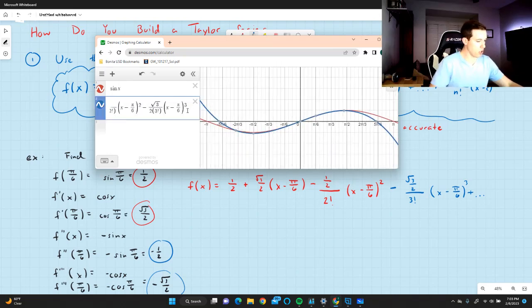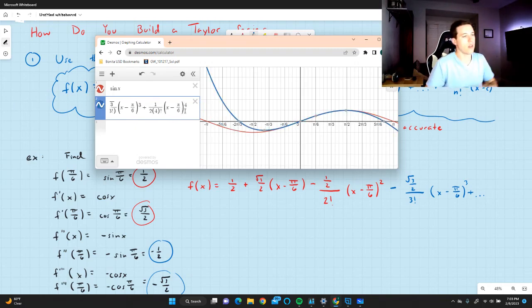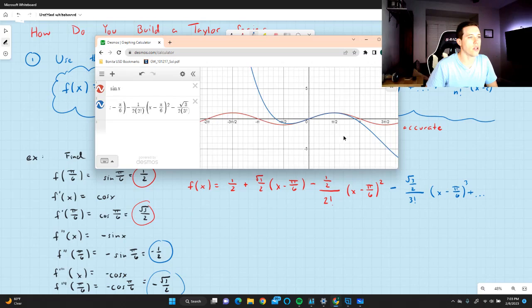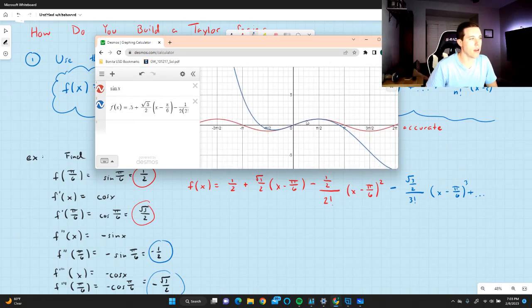And we could just keep adding terms. The next term is going to repeat itself because now we're back to sine again. So we could do one more term. We don't actually have to. 1/2 times 4 factorial times x minus pi over 6 to the 4th. Even better. So as you add more terms, your Taylor polynomial approximation gets better. This one's centered at pi over 6.